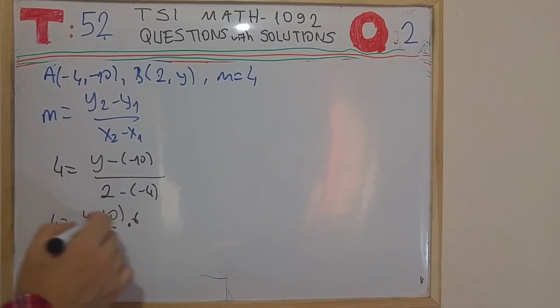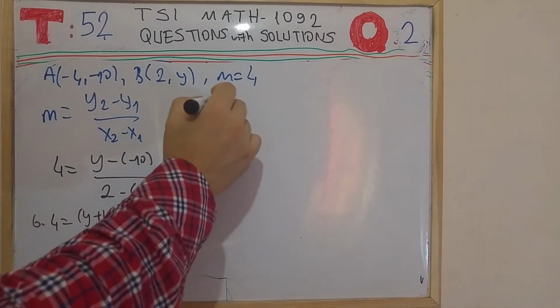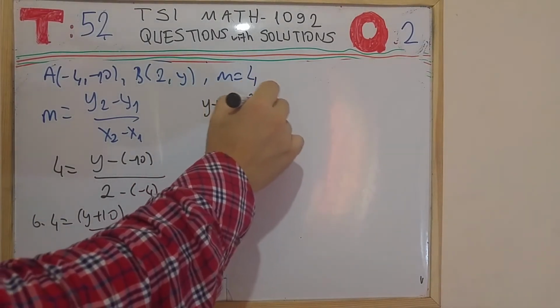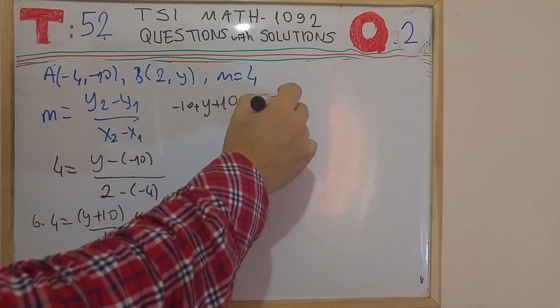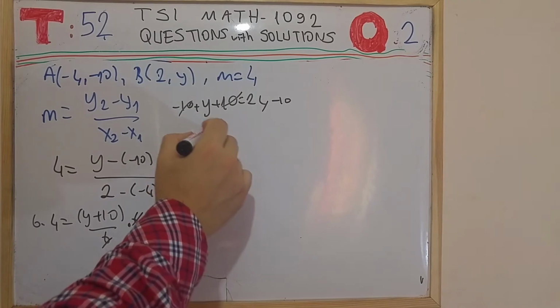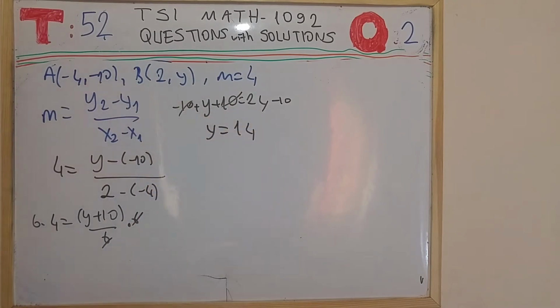When I multiply each side by 6, y plus 10 is equal to 24. And when I subtract 10 from each side, what I have is y is equal to 14.